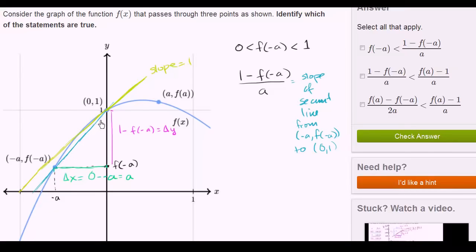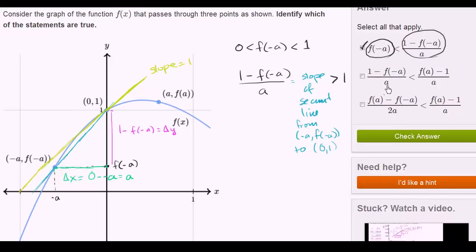So looking at it from this diagram, this blue line has a slope higher than 1, or the slope of the secant line from negative a, f of negative a to 0, 1 is going to be greater than 1. So this thing right over here is greater than 1. So we're able to deduce this thing right over here is less than 1. This thing over here is greater than 1. So this thing is less than that thing. So this must be true.